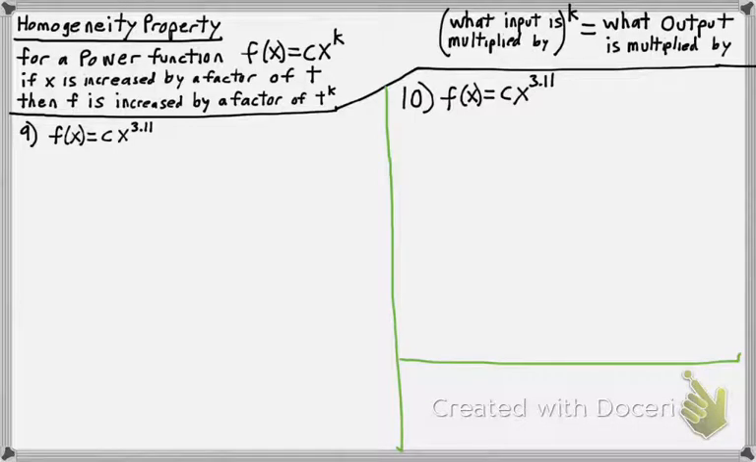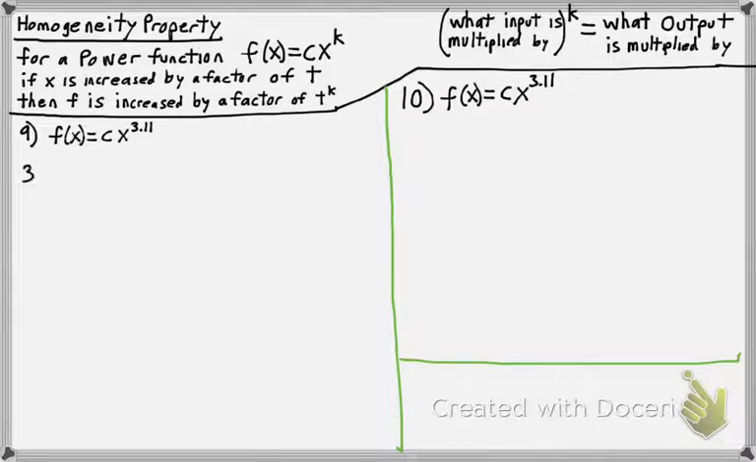On number 9, it says, let f of x equal c x to the 3.11. How do the function values of f of 3.6 and f of 5.5 compare? So the first thing we need to do is look at these input values.